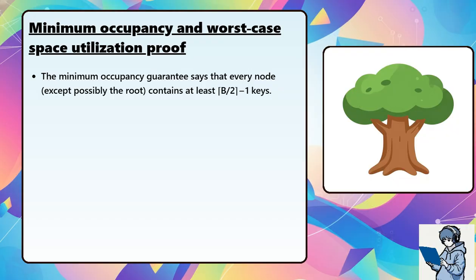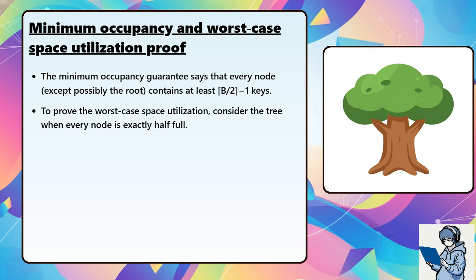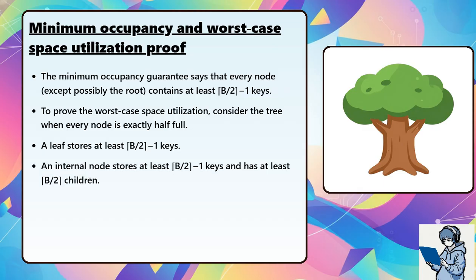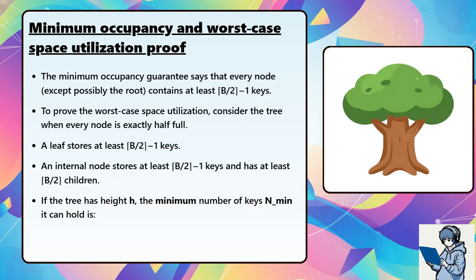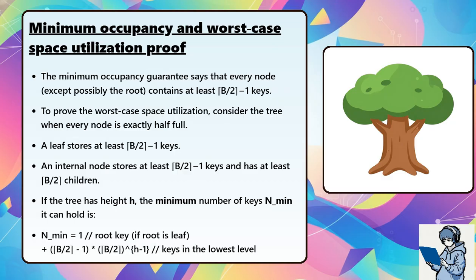The minimum occupancy guarantee says that every node except possibly the root contains at least ceiling b over 2 minus 1 keys. To prove the worst-case space utilization, consider the tree when every node is exactly half full. A leaf stores at least ceiling b over 2 minus 1 keys. An internal node stores at least ceiling b over 2 minus 1 keys, and has at least ceiling b over 2 children. If the tree has height h, the minimum number of keys n-min it can hold is n-min equals 1 plus (ceiling b over 2 minus 1) times (ceiling b over 2 to the power h minus 1).